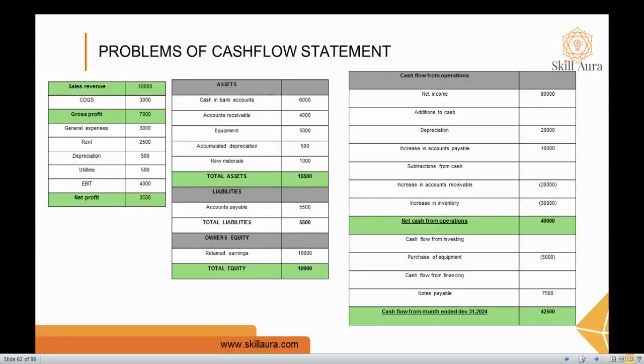We have to know the net profit, the gross profit, and also the total assets and liabilities and the total equity. So by knowing this cash flow statement format, we have to analyze what are the things which come under cash flow from operation, cash flow from investment, and cash flow from financing. Let's see what comes under cash flow from operation. The important thing is net income. You have to know the net income. So here the net income is given as 60,000, and then in addition we have to add items related to this.